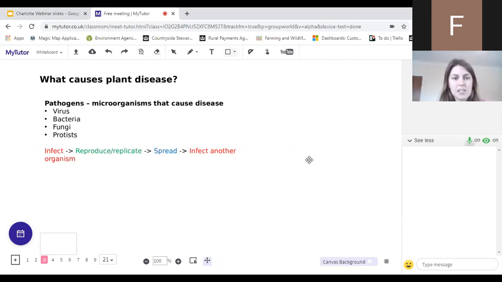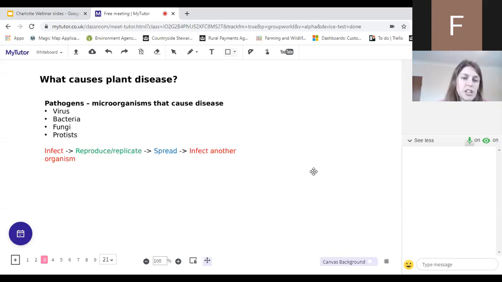What causes plant disease? This is a bit of a recap, linking it back to those human pathogens that we studied. Pathogens are microorganisms that cause disease. We looked at four types of microorganisms that cause disease in humans: viruses, bacteria, fungi, and protists. We looked at those a couple of sessions ago now, and we've gone over them in topics and questions since then. It's those same types of microorganisms that can cause disease in plants as well.